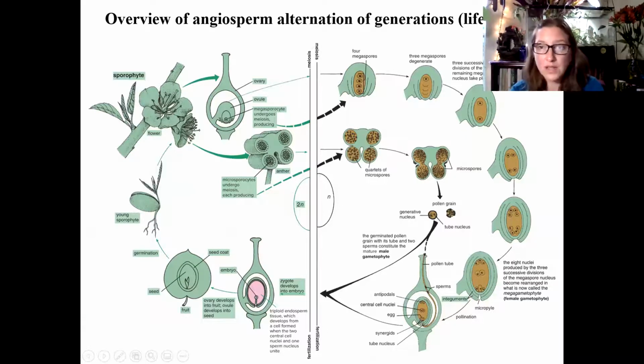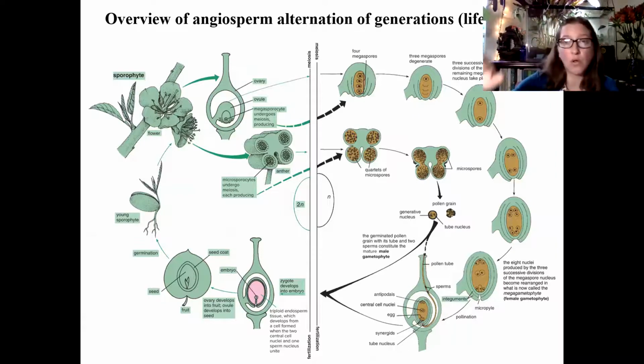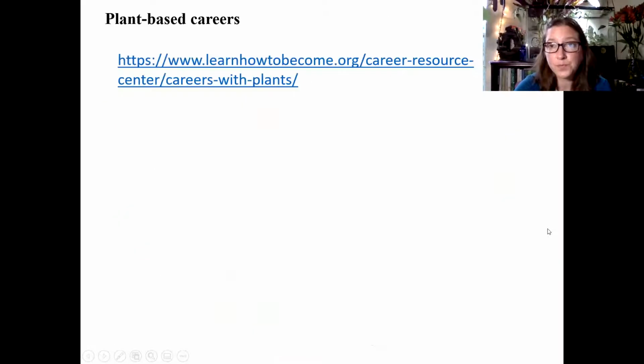However, it's all on one slide. This is from your book, so this way may make more sense to you. I'm not sure, but I'm including it here just so you know that there is a resource in your book that goes through all these things I just talked about with the angiosperm alternation of generations. And perhaps looking at this makes more sense to you.